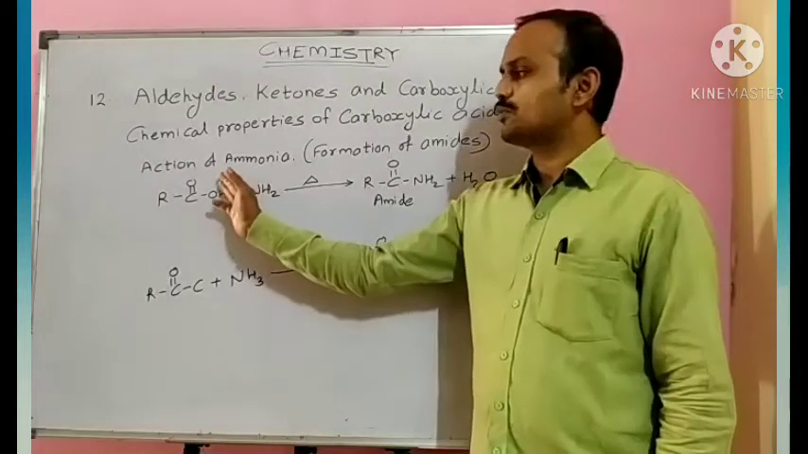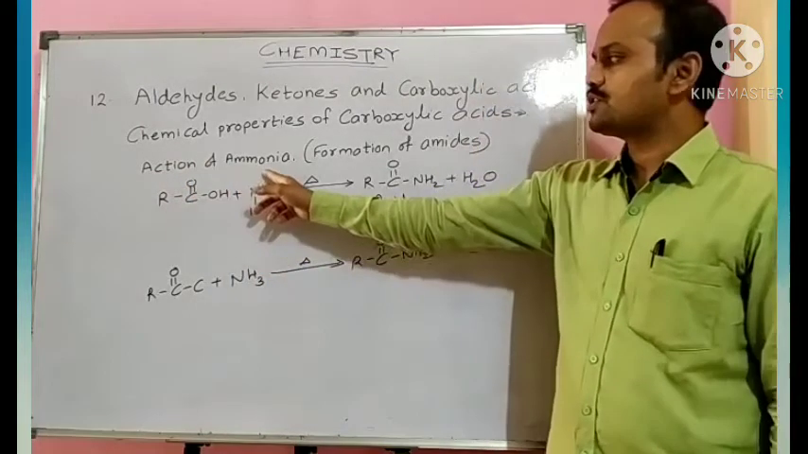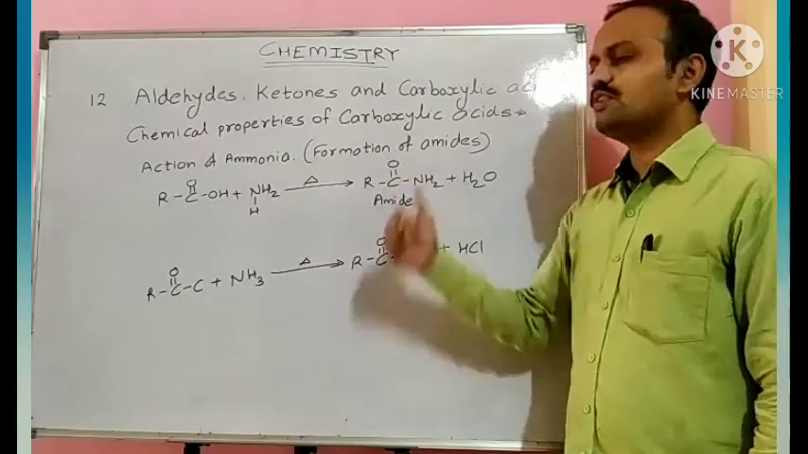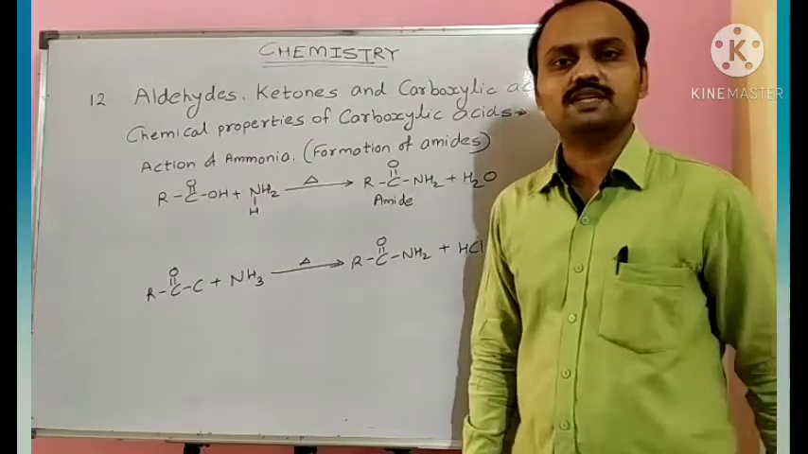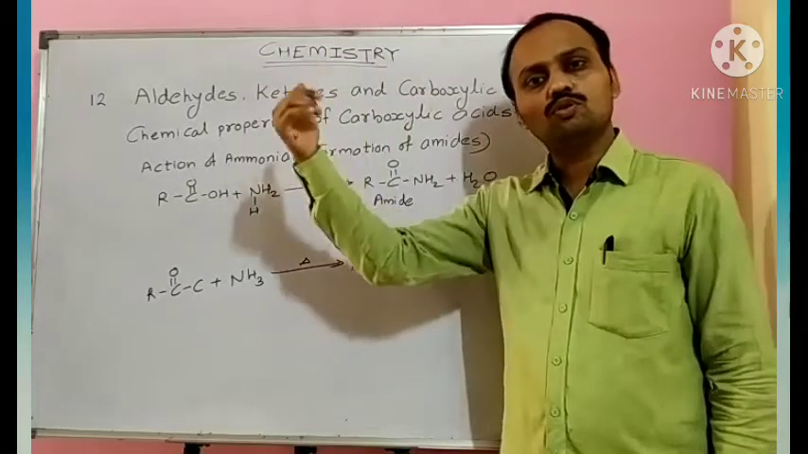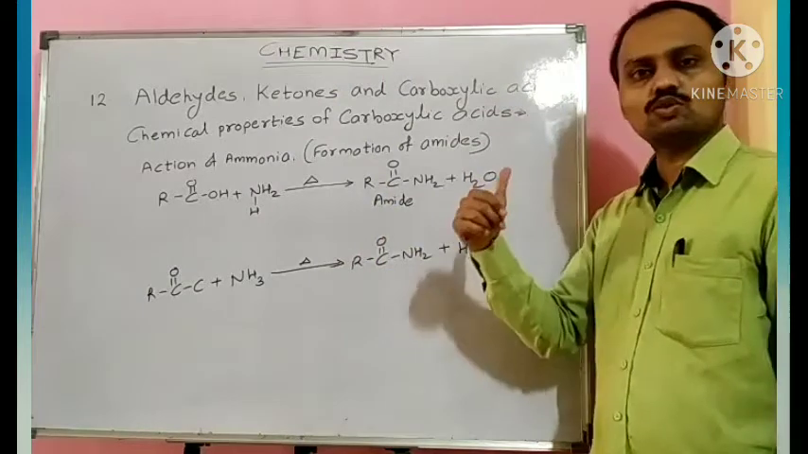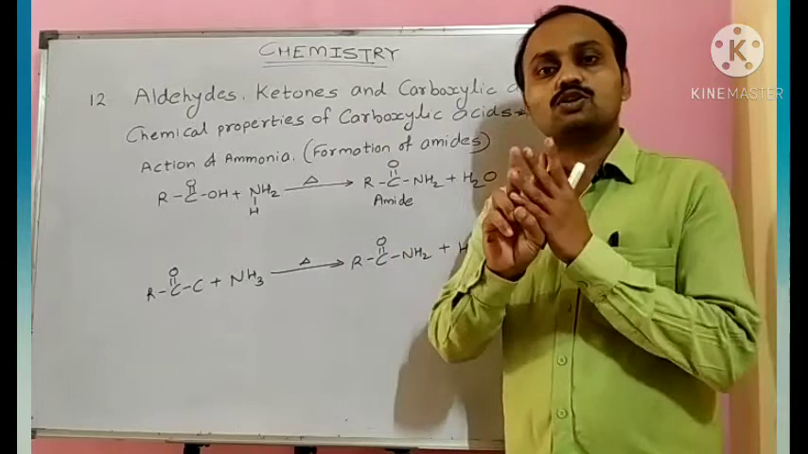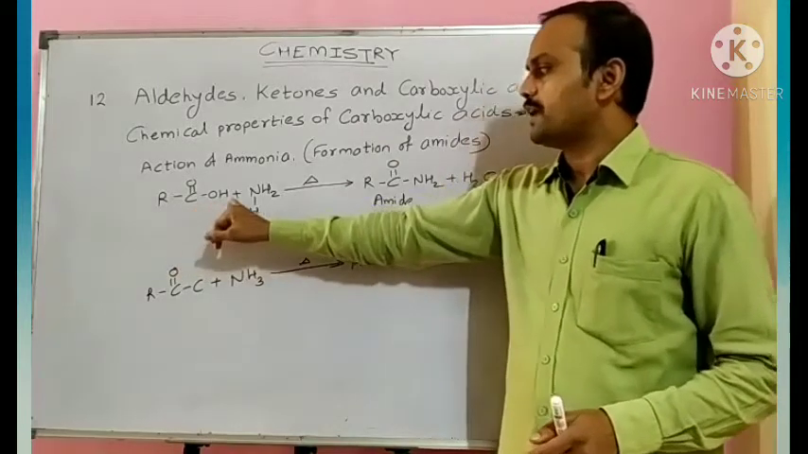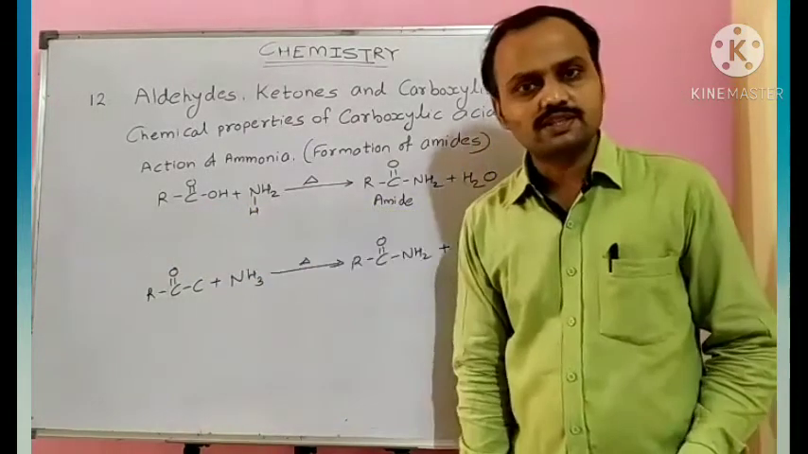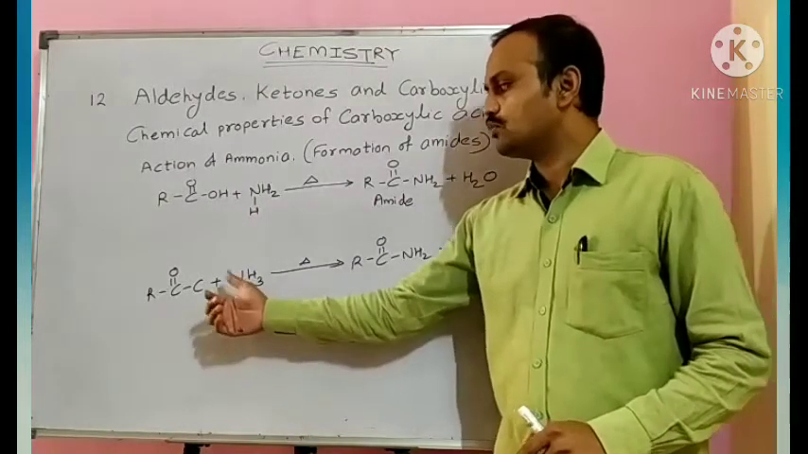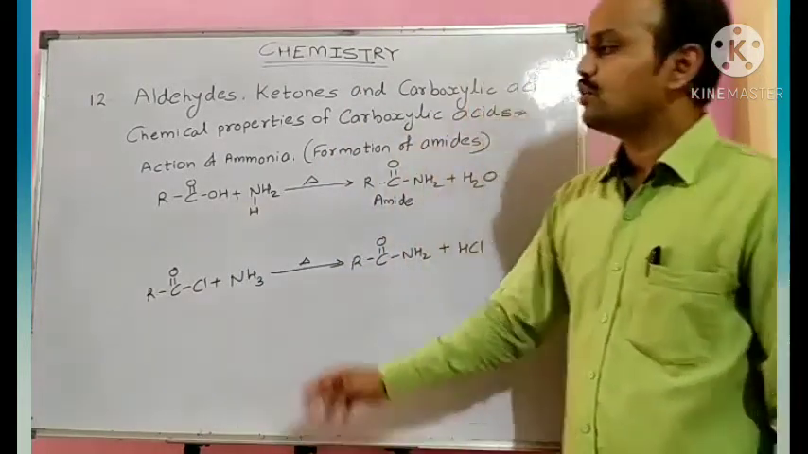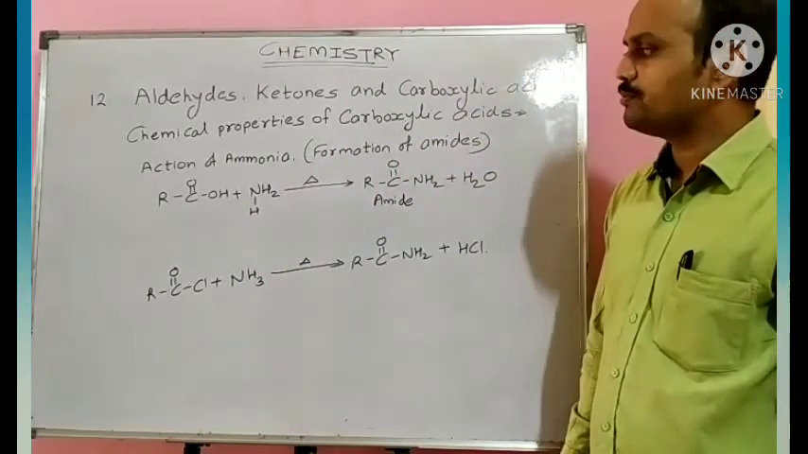In the next chemical property, students, we will see action of ammonia on carboxylic acid, that is formation of amides. Functional group of amides is RCONH2. This is the functional group. How is amide formed with the help of carboxylic acids? There are 2 ways. One, by action of ammonia on carboxylic acid, or by action of ammonia on acyl chloride. Let us see general reactions for both of them.